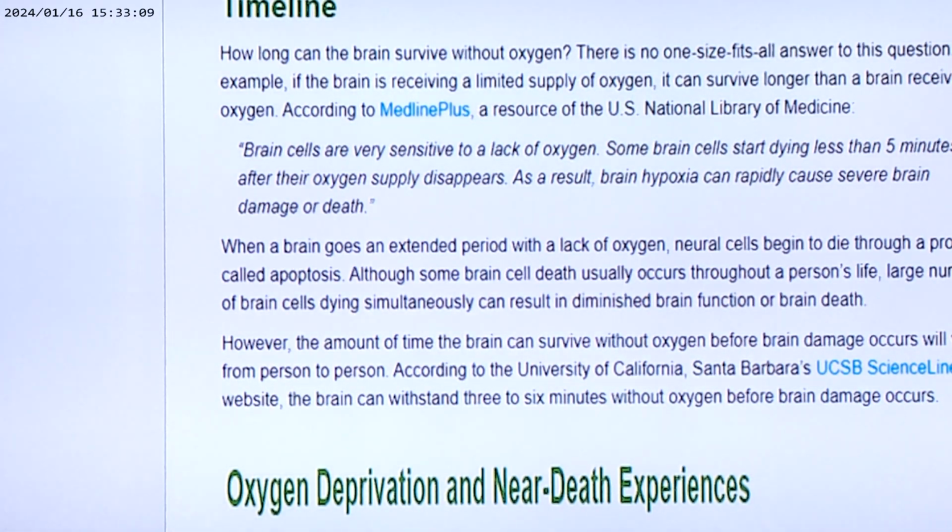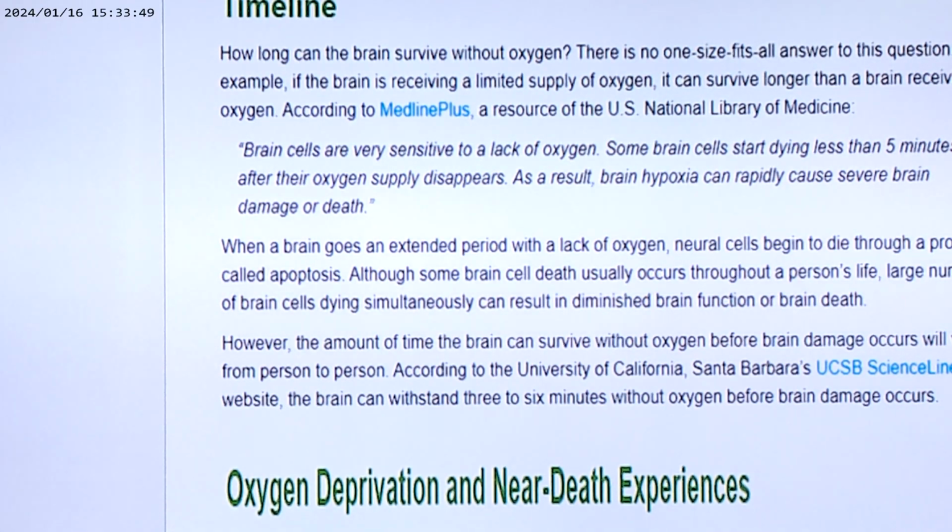When the brain goes an extended period with a lack of oxygen, neural cells begin to die through a process called apoptosis. Also, brain cell death occurs throughout a person's life. Large numbers of brain cells dying simultaneously can result in diminished brain function or brain death. However, the amount of time a brain can survive without oxygen before brain damage occurs will vary from person to person. All right? So the brain can withstand 3 to 6 minutes without oxygen before brain damage occurs in healthy individuals. It's very healthy individuals, and it very seldom comes out good if you're not in extreme good health.